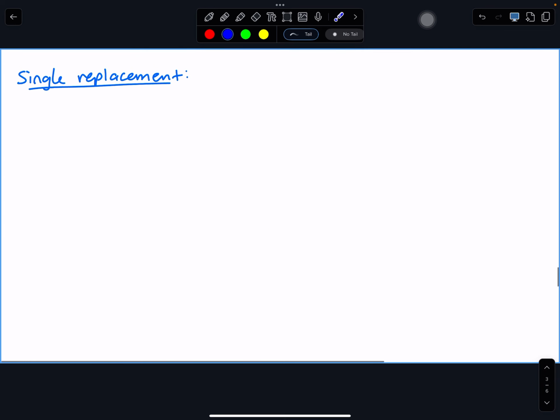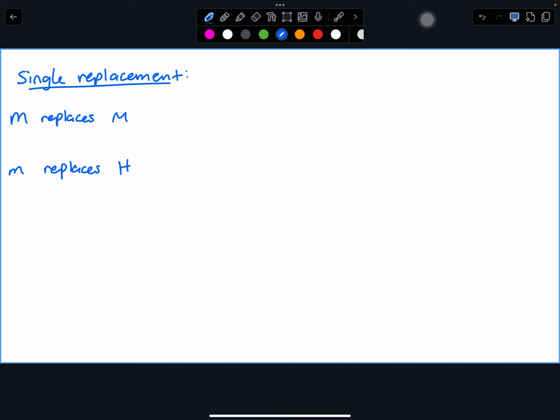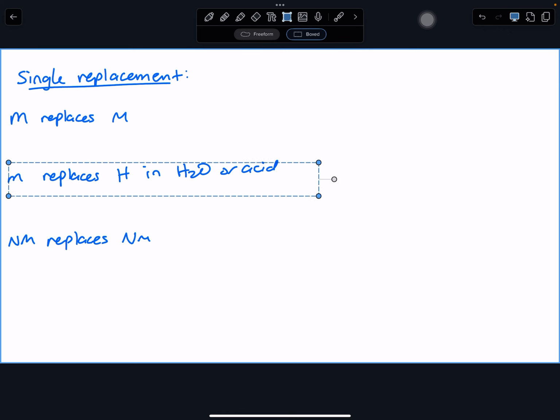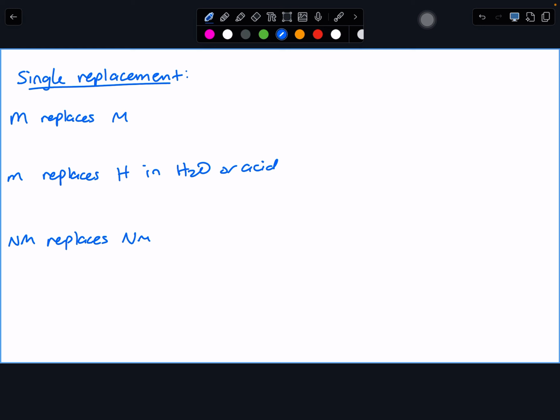Okay, single replacement reactions. I'm gonna write the type at the top. So, metal replaces metal. Metal replaces H in water or acid, or non-metal replaces non-metal. Okay. Metal replaces metal. Metal replaces hydrogen in H2O, water, or acid. I forgot the acid was.